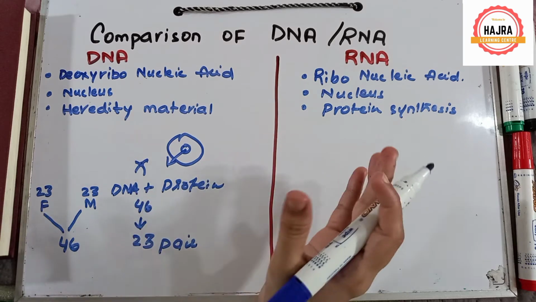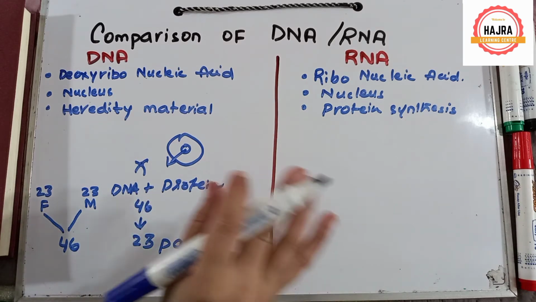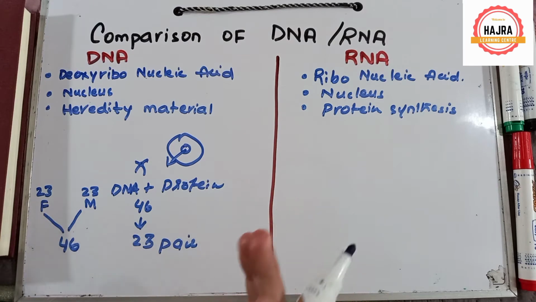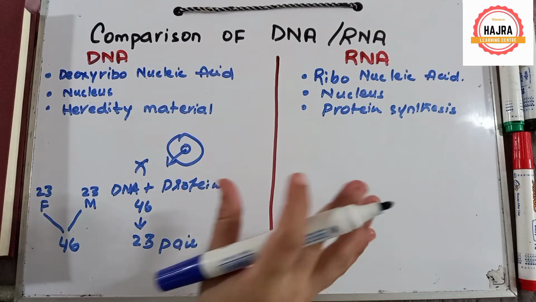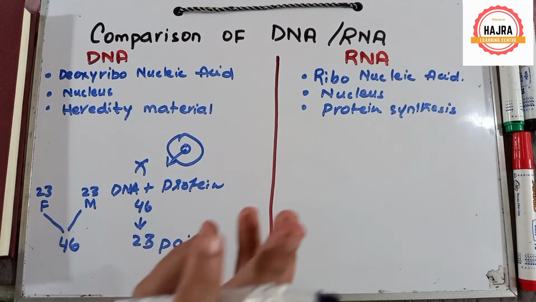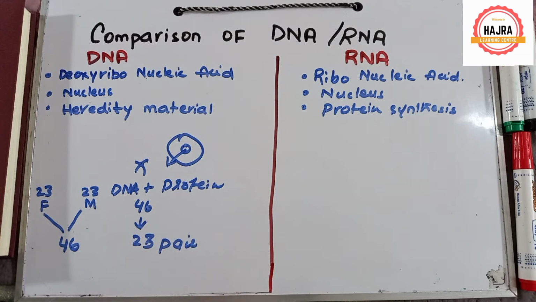But if you look at RNA, RNA is not a hereditary material, but it is used in protein synthesis and it has three types. Number one is messenger RNA, number two is transfer RNA, and number three is ribosomal RNA. These three types of RNA help in protein synthesis.